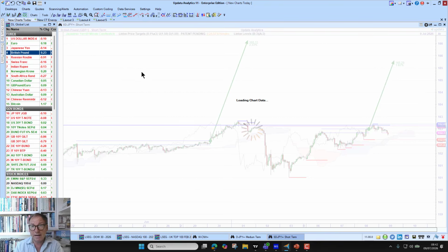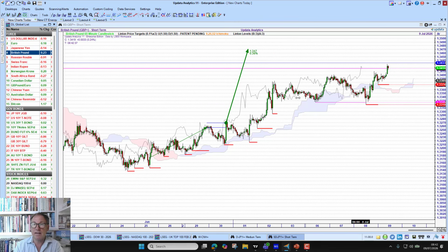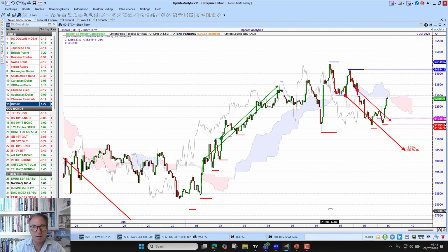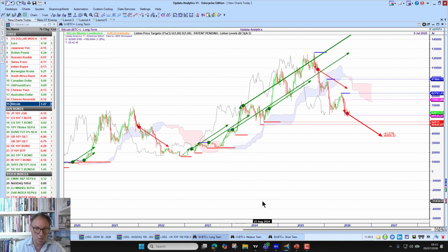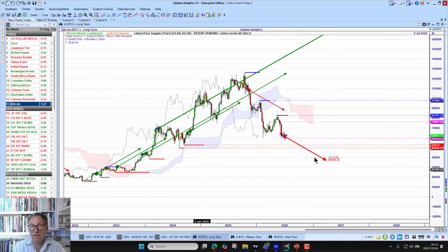And looking at sterling, we are seeing that climbing against the dollar on the short term. There is an upside target to 134. So dollar weakness, sterling strength, quoted the other way around, of course. Bitcoin is another one where we are seeing a little bit of recovery on the short term, but realistically, the daily chart is very bearish, and the weekly chart also bearish with a downside target to 40,000. So that's really quite a key factor.